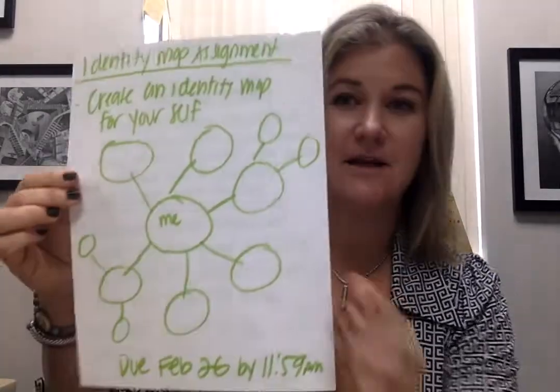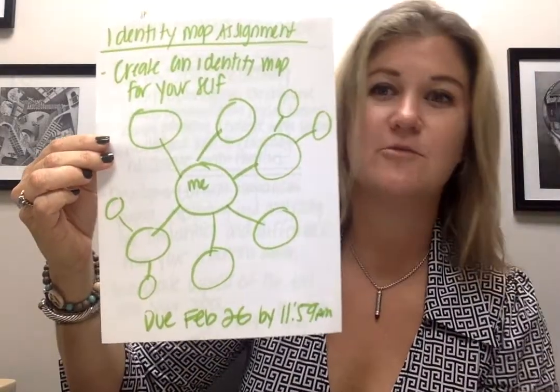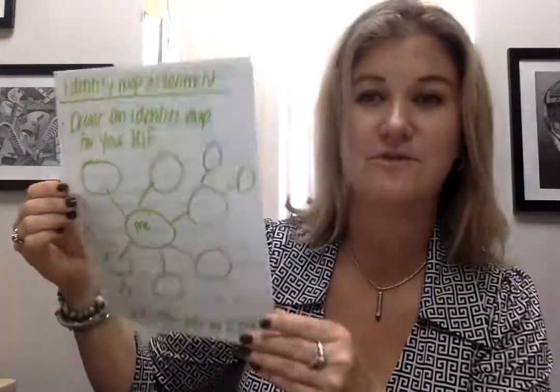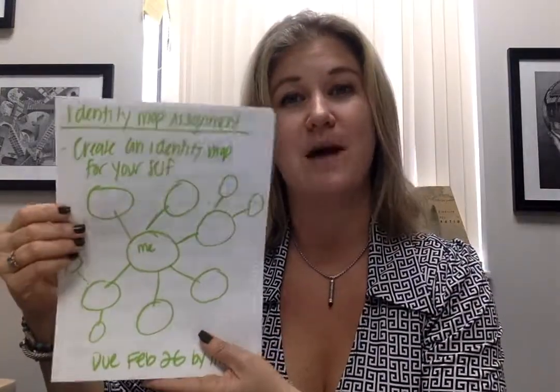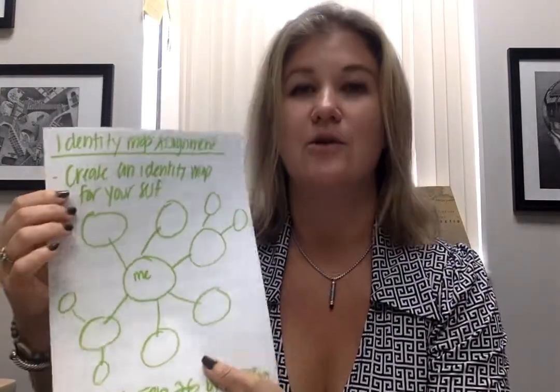So the first step is you're going to create an identity map. It doesn't really need to look like this. This is just an example. You don't have to do it just like this. You can do it however you want. But I want your identity map to include the following characteristics or items.